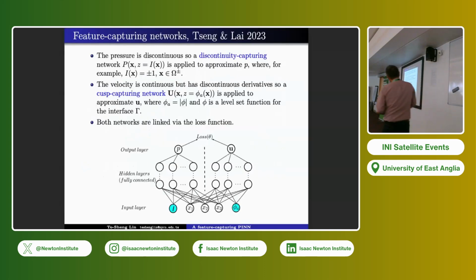Okay, so now I want to talk about feature capturing for the Stokes interface problem. As I mentioned, the pressure has a jump, so we need a continuity capturing neural network here, and for the velocity, you need a capturing neural network here. The whole neural network looks like this, where one is the pressure and the other is the velocity. The velocity is a vector depending on 1D, 2D, or 3D, so there are 1, 2, or 3 outputs. We train the whole network together. Both networks are linked via the loss function.